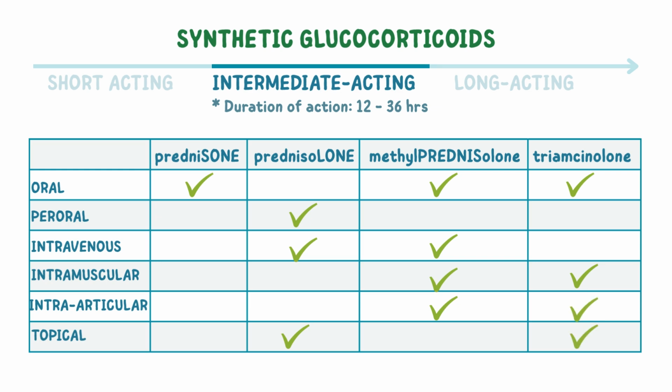In comparison to short-acting glucocorticoids, intermediate-acting glucocorticoids are almost 4 to 5 times more potent, meaning a lesser dose is needed to produce the desired response.